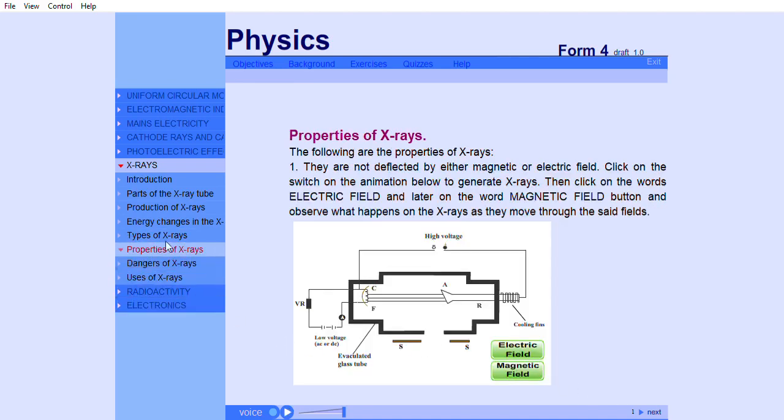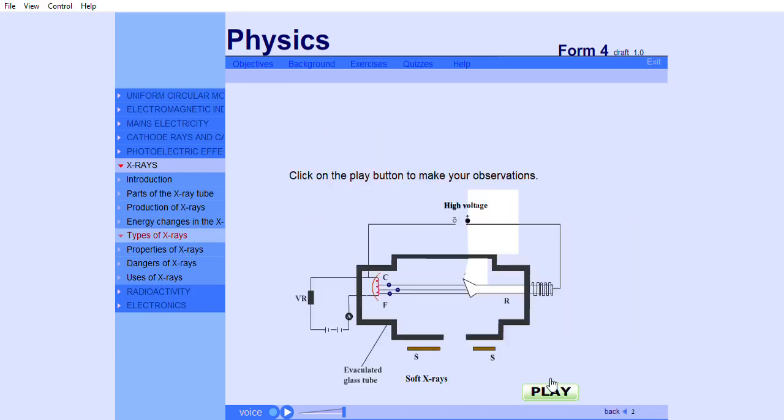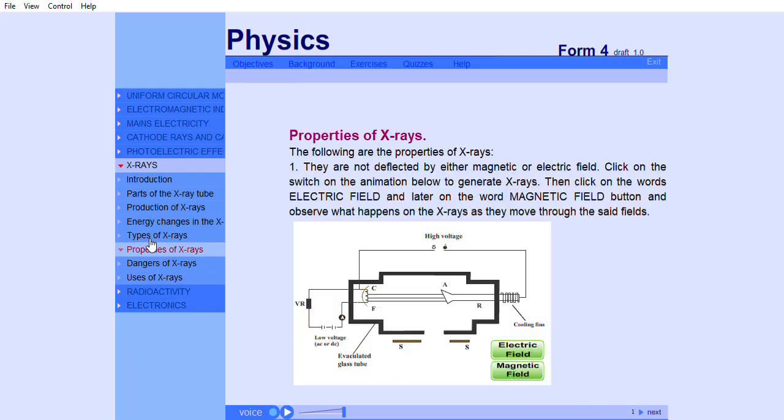Properties of X-rays. Click on the play button to make your observations. The following are the properties of X-rays. They are not deflected by either magnetic or electric field.